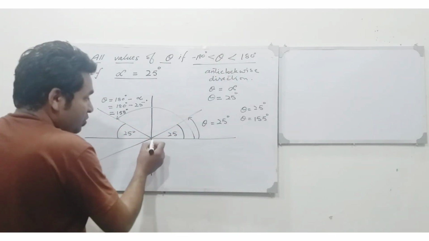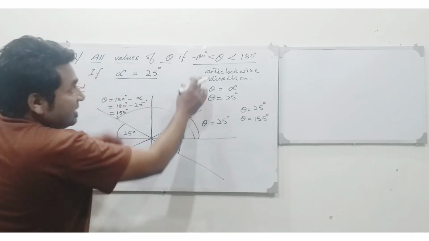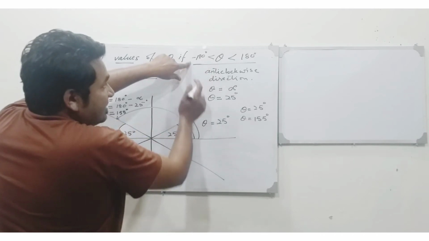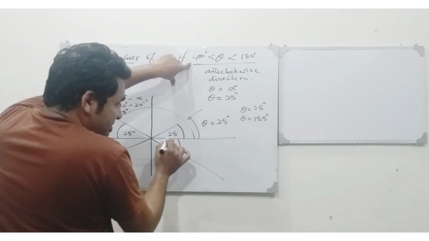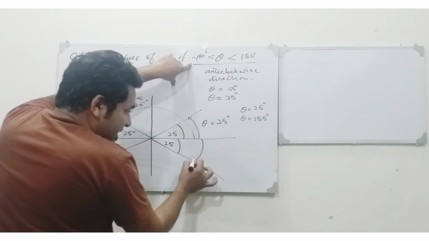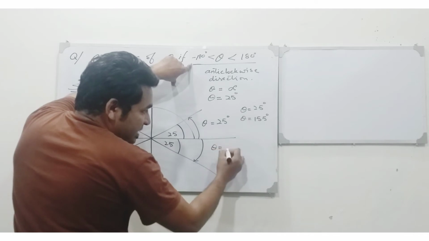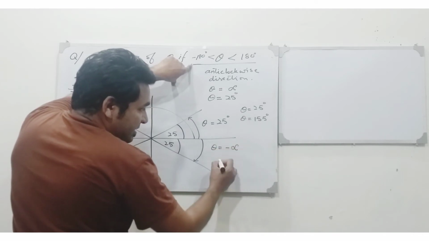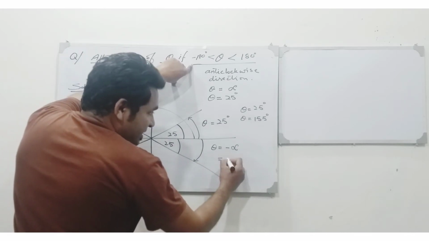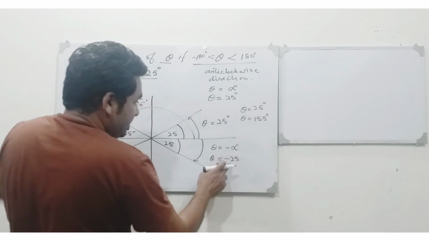So now we will move in clockwise direction, because we have this part with the negative sign. When the basic angle is here and you move in clockwise direction, the value of theta is equal to the negative of the basic angle. The value of the basic angle is 25, so it will be minus 25. So theta is negative 25.